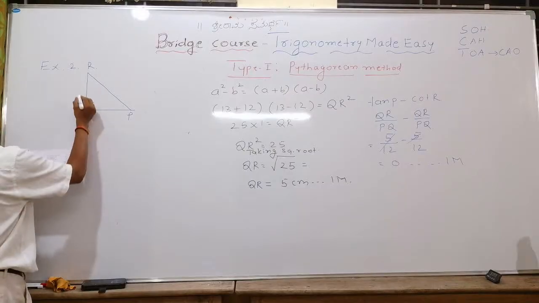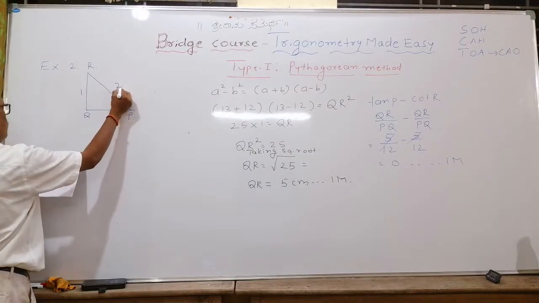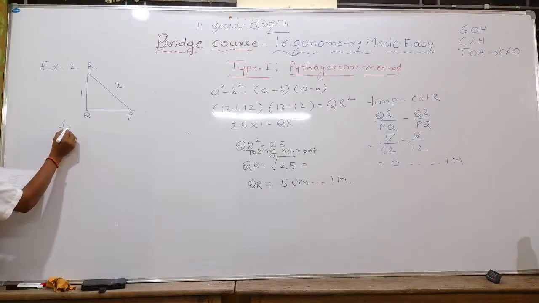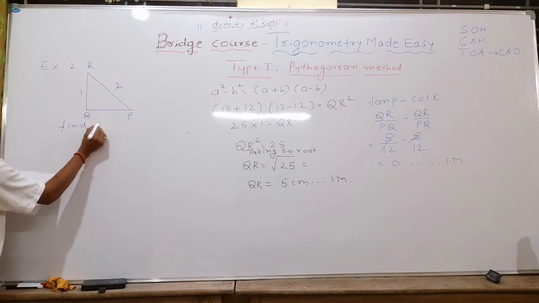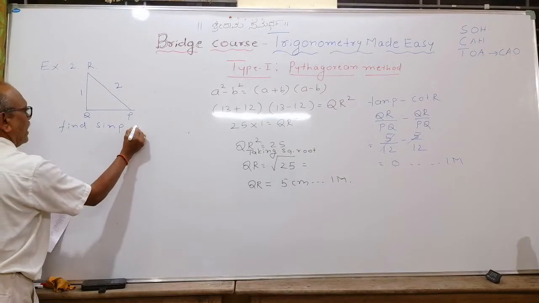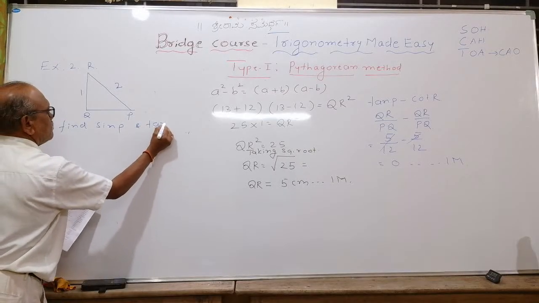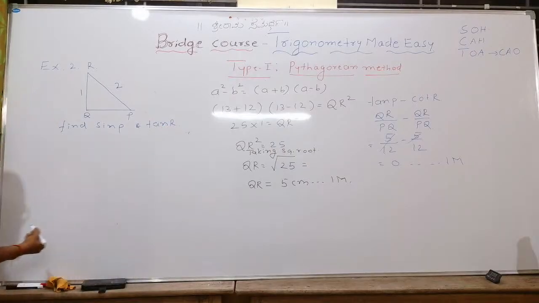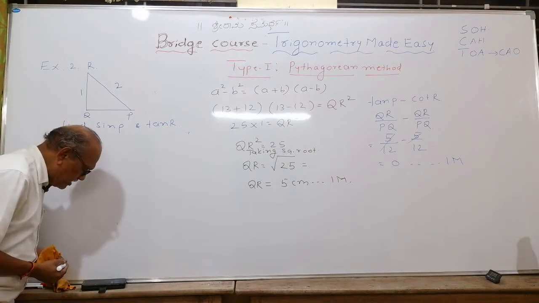And you are given this is 1 and this is 2. You are asked to find sin P and tan R. Take 1 minute and try to solve this. Answer in the chat box.